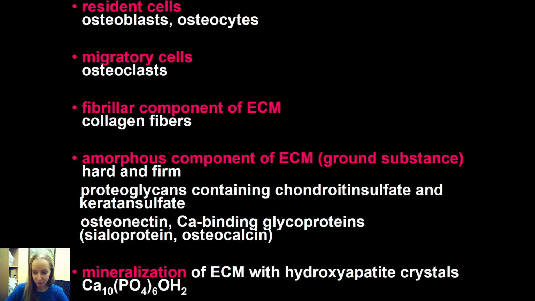So where do they come from, really? They come from precursors that resemble fibroblasts, some precursors that resemble fibroblasts from mesenchymal cells. These are called pre-osteoblasts. I'm going to write it down, it's hard. So precursors are called pre-osteoblasts.